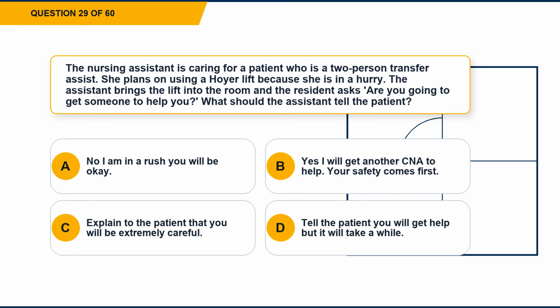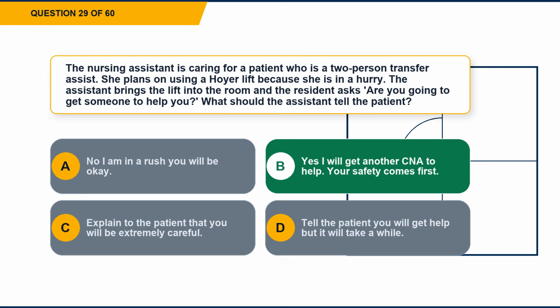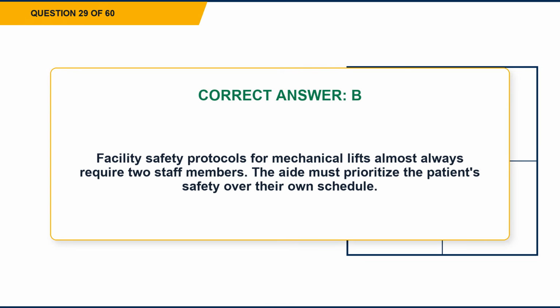Question 29. The nursing assistant is caring for a patient who is a two-person transfer assist. She plans on using a Hoyer lift because she is in a hurry. The assistant brings the lift into the room and the resident asks, "Are you going to get someone to help you?" What should the assistant tell the patient? Option A, no, I am in a rush, you will be okay. Option B, yes, I will get another CNA to help. Your safety comes first. Option C, explain to the patient that you will be extremely careful. Option D, tell the patient you will get help but it will take a while. The correct answer is option B, yes, I will get another CNA to help. Your safety comes first. Explanation: facility safety protocols for mechanical lifts almost always require 2 staff members. The aide must prioritize the patient's safety over their own schedule.